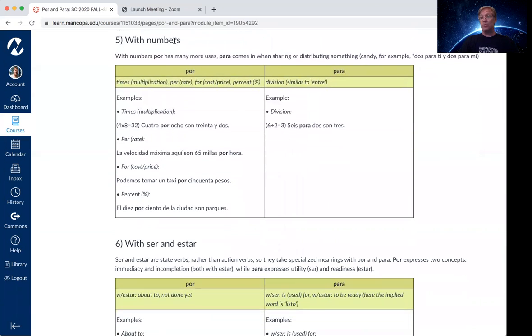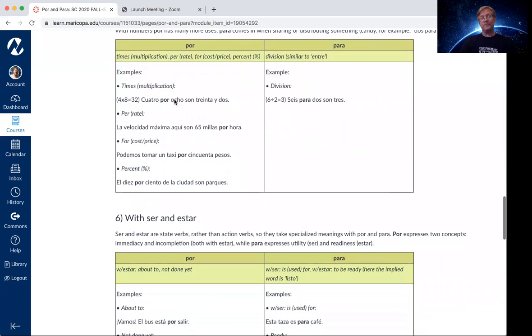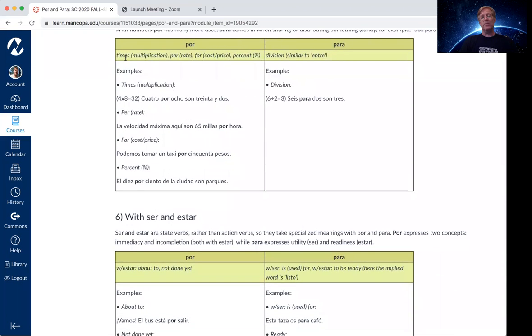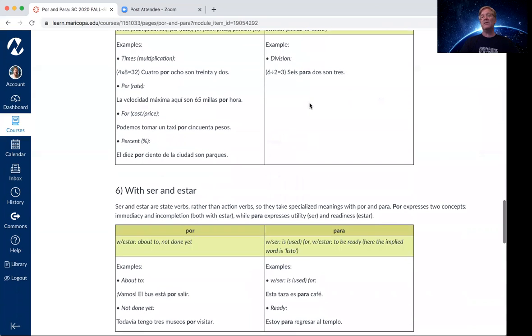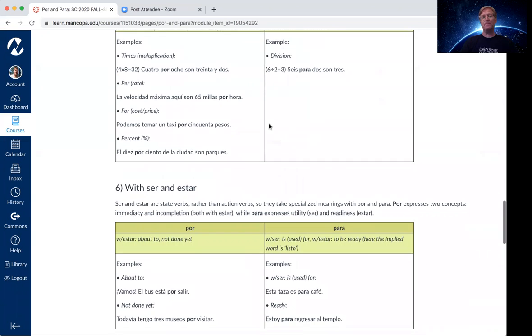Again, we also use por and para with numbers. So here, por is multiplication, rate, cost, percentage. Para is division, similar to entre. So 6 para 2 son 3, 4 por 8 son 32. Por and para. Bien.